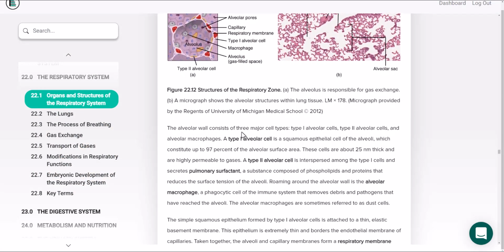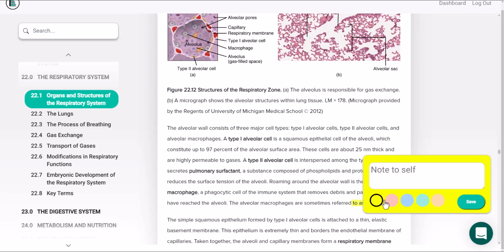The majority of the cells in the alveoli are just called type 1 cells. These are the simple squamous epithelium. No fancy name, they're just type 1 cells. Then I already mentioned there are the alveolar macrophages. These are the phagocytic immune cells that are removing dust, and again, they're sometimes referred to as dust cells.